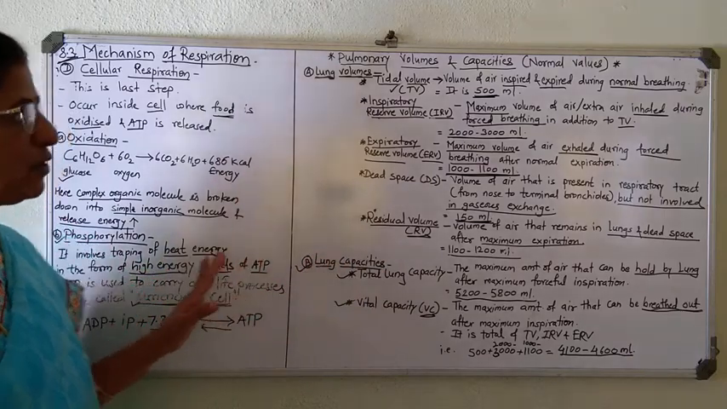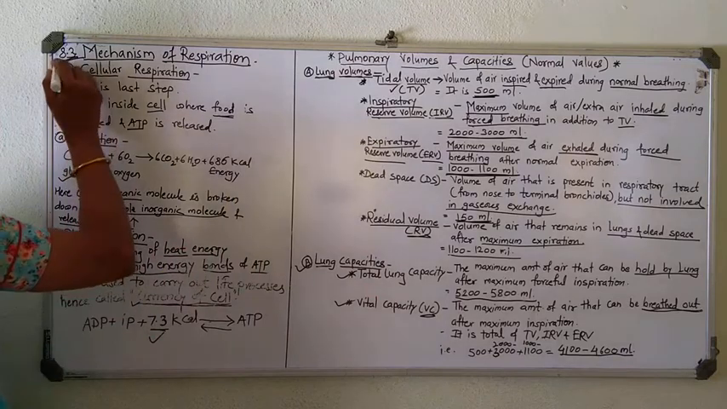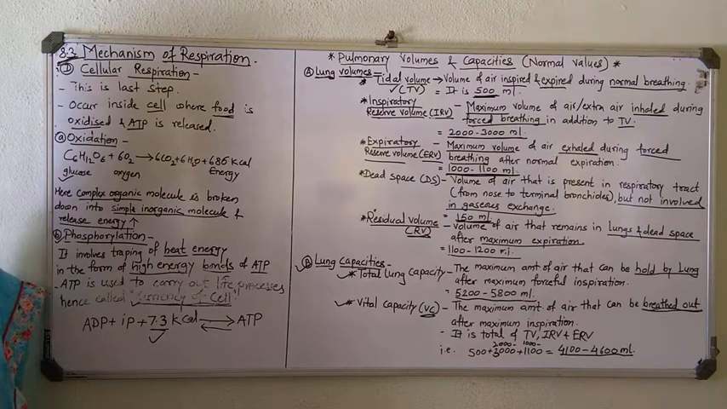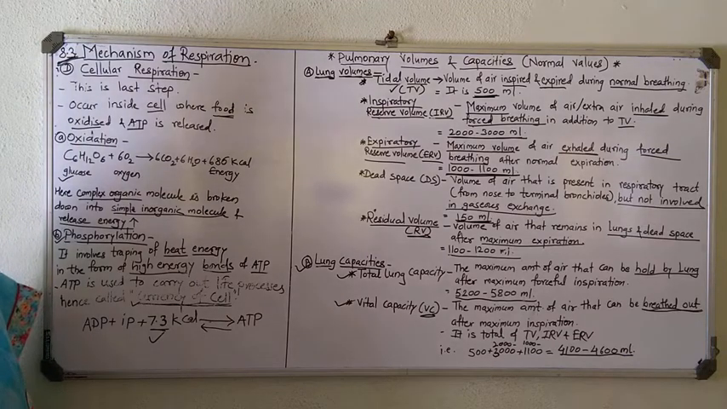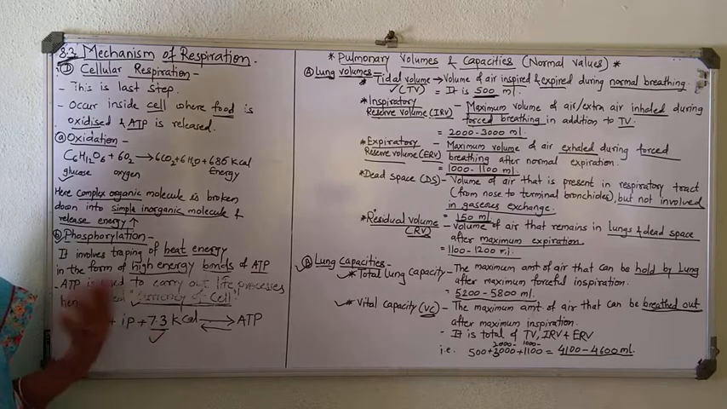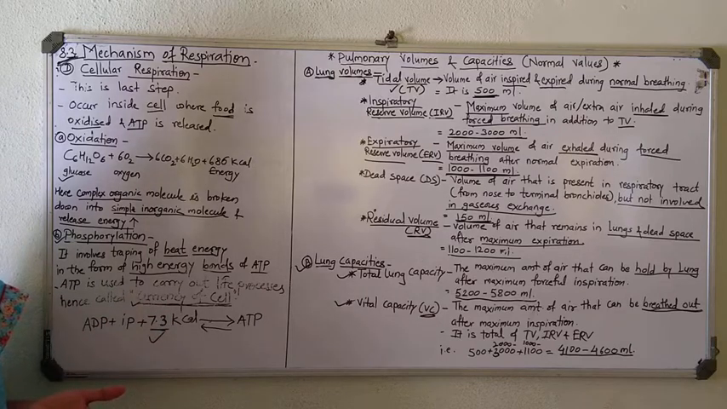So here we complete the 8.3 subunit of our respiration topic, in which we have studied the mechanism of respiration and pulmonary volumes and capacities. Okay, so I will send the notes along with this photograph of the blackboard. Write it down in your notebook and solve the exercise present in our text.